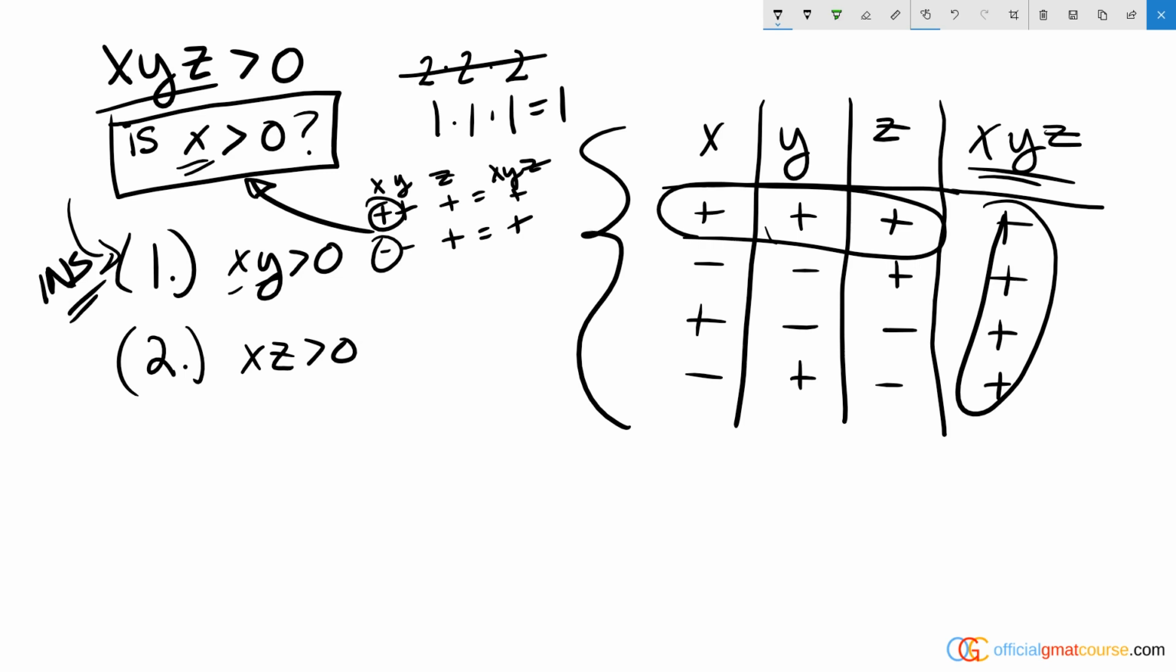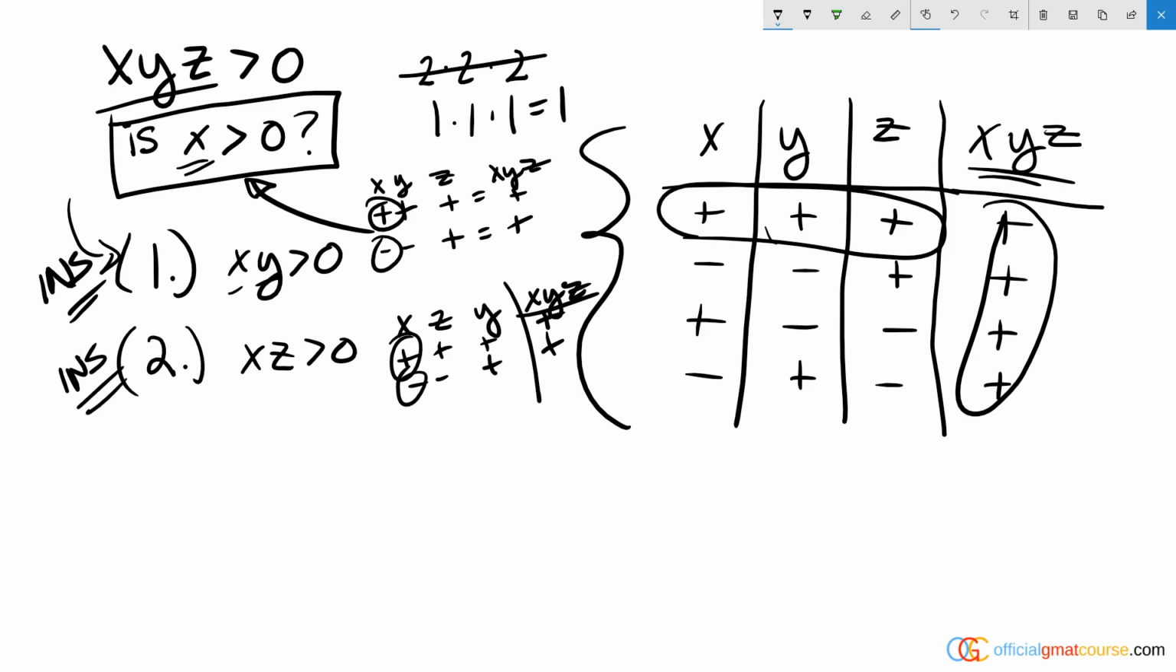The second statement is the exact same idea. So we have X and Z, and they could be positive, positive, or negative, negative. And then the Y would always be positive in order to make the result of XYZ, that product, positive as a whole. So there are possible situations where we could have X as a positive or a negative number. So this is insufficient as well.